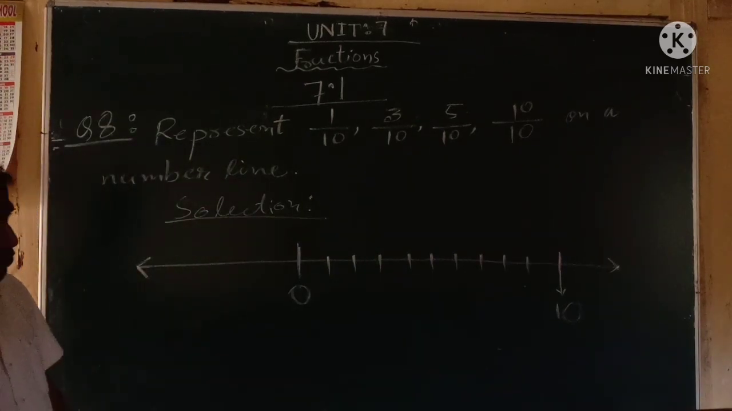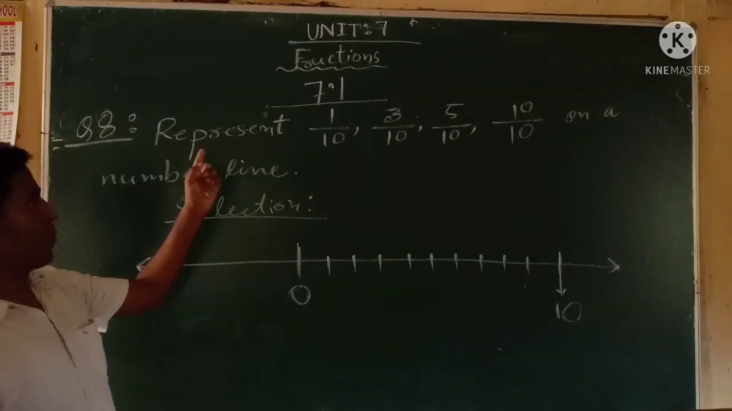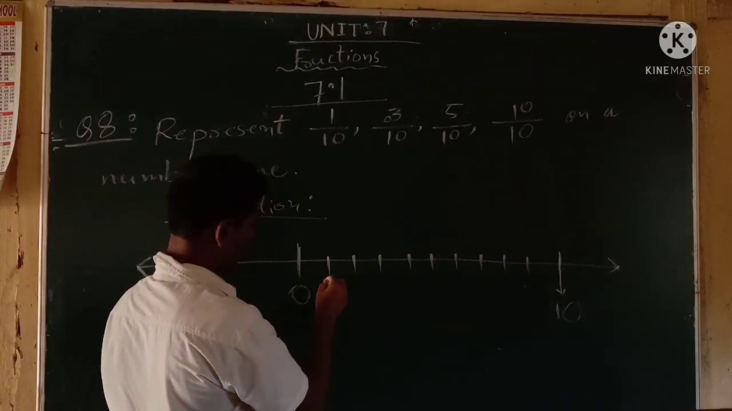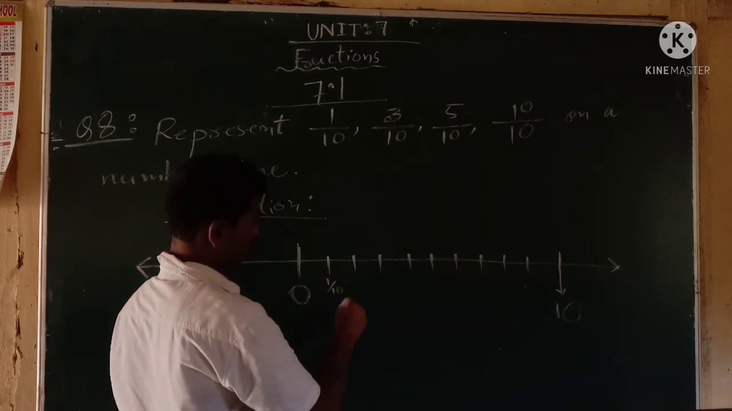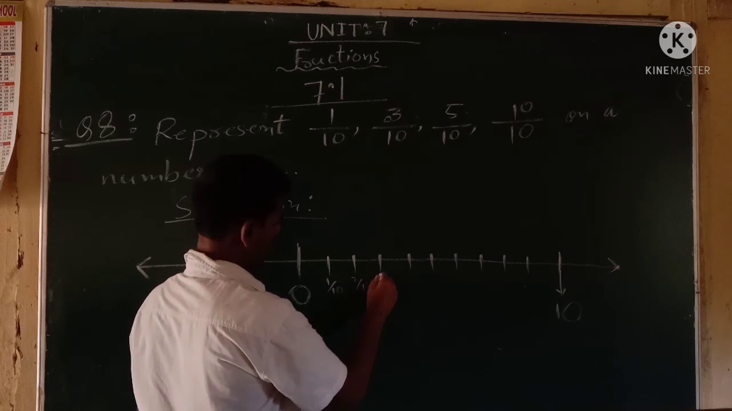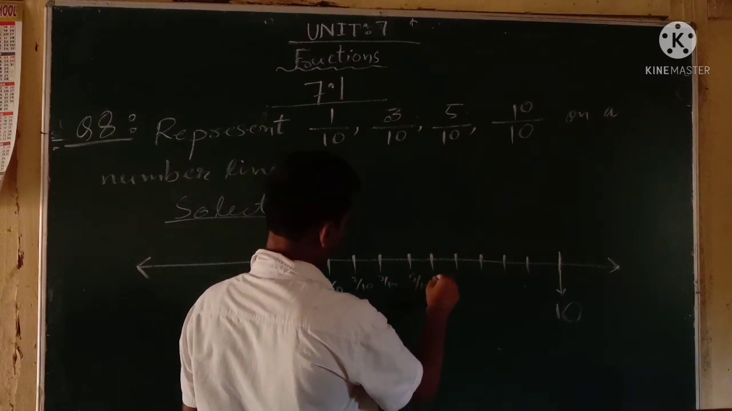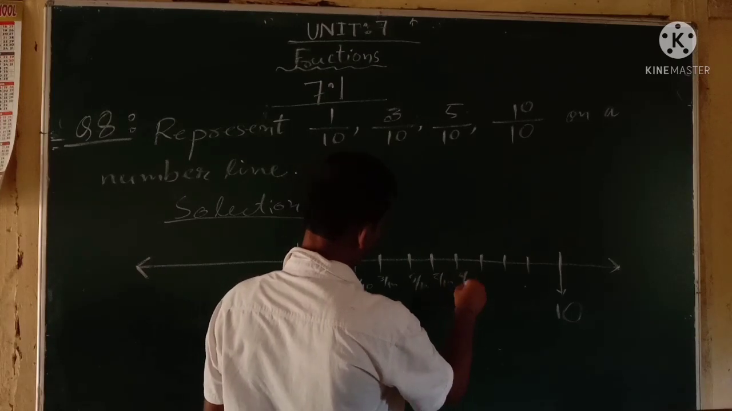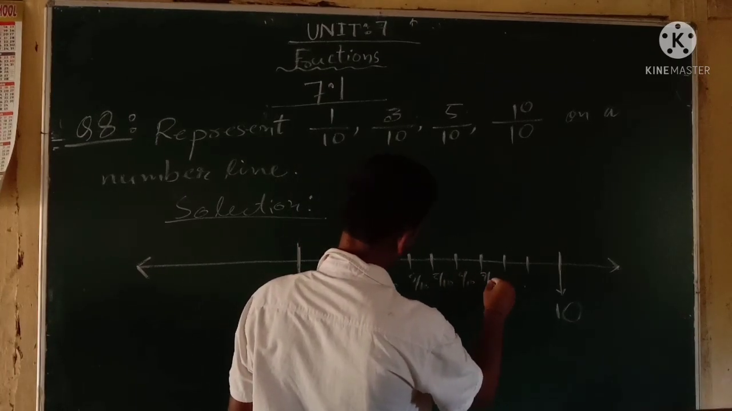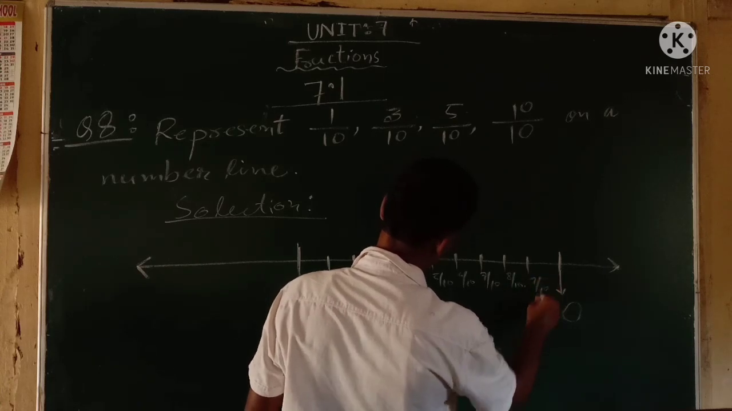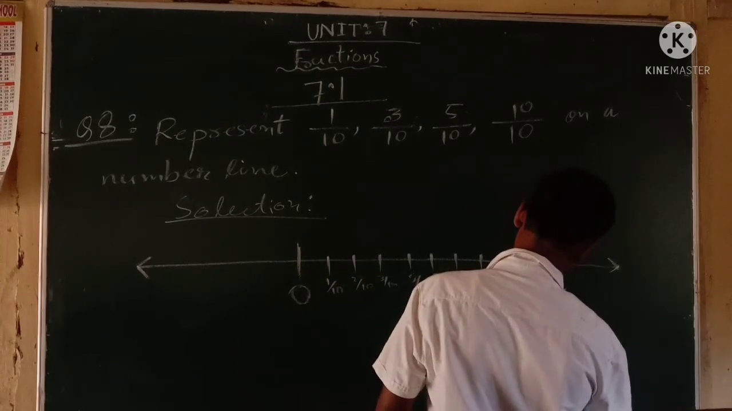Now, our first question is to represent 1 out of 10. So we can write here, this is 1 by 10. Out of 10 parts, this is 1 part. This is 2 by 10, this is 3 by 10, this is 4 by 10, this is 5 by 10, this is 6 by 10, this is 7 by 10, this is 8 by 10, and this is 9 by 10, and this is 10 by 10.